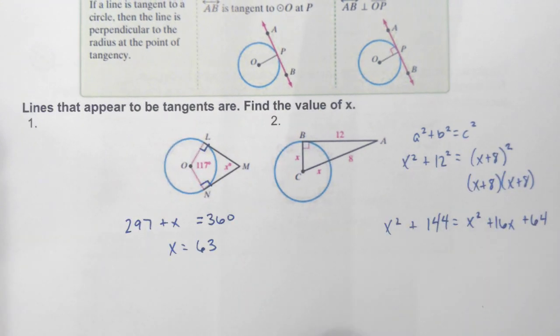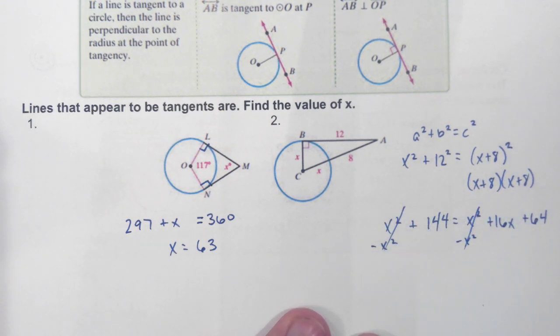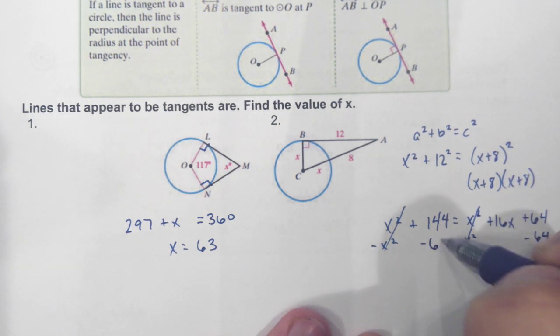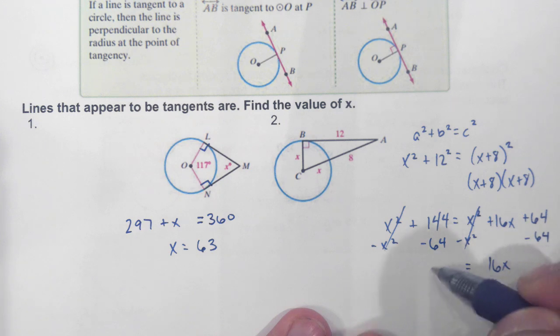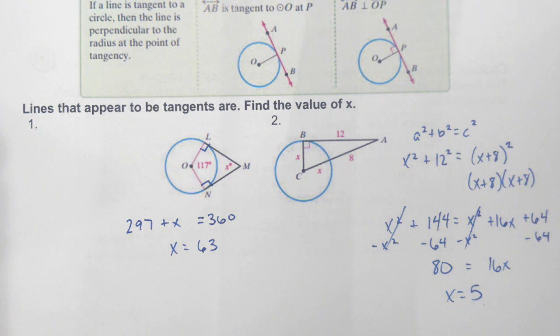Which is nice, because if I subtract x squared from both sides of the equation, they both cancel out. So that's no big deal. So I would have 16x. I'm going to go ahead and subtract 64 as well. 16x equals 80. And divide by 16, and x would equal 5. And you've got your solution.